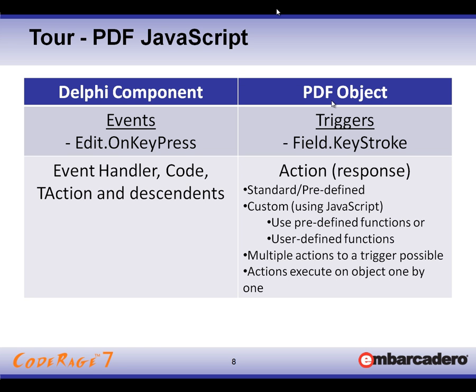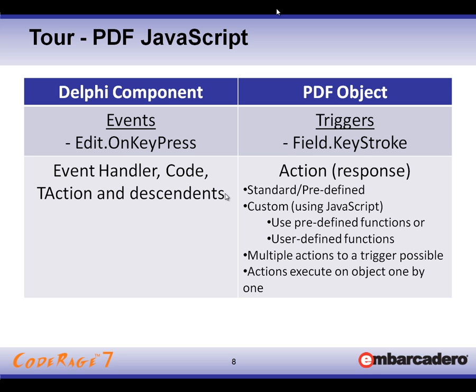And these actions in PDF are generally of two types. So one is the predefined type. For example, there are some actions provided by PDF to go to a page or go to a web link and so on. And then there are custom actions which are written using JavaScript, and in those custom actions you can use predefined functions, or you can define your own functions to write the JavaScript. And one important thing to note is that you can have multiple actions set up on a trigger, so all of them will execute one by one in the order that it was set up. So this is what the PDF format provides us.